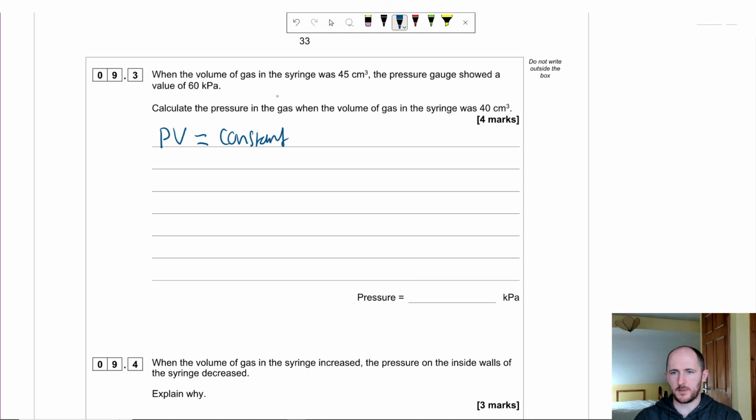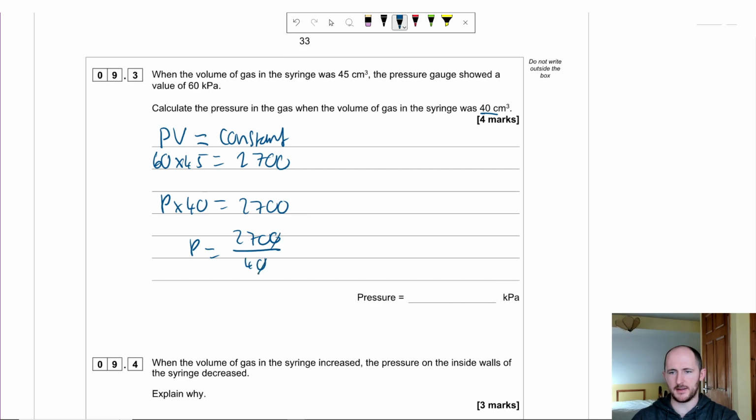So if I times those two together quickly, we have 60 kPa times 45, which again I'm going to use a calculator, I'm just doing it off screen quickly. 60 times 45 is equal to 2,700. Then when the volume is 40, we have P times 40 equals 2,700. So P is equal to 2,700 over 40 kPa. So that's 270 divided by 4, which gives me 67.5. Not bad, right?